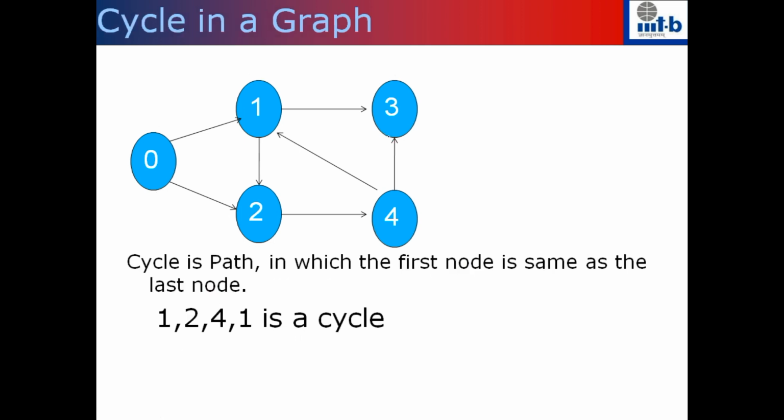A cycle is a path in which the first node is the same as the last node. We have the path v1, v2, ..., vk such that for any two adjacent nodes, there is an edge between them. If the last vertex vk is the same as v1, then we call this a cycle. For example, if you start with 1, from 1 you can go to 2, from 2 you can go to 4, and from 4 you can come back to 1. The starting vertex here is the same as the ending vertex in the path. Such a path is called a cycle in the graph.